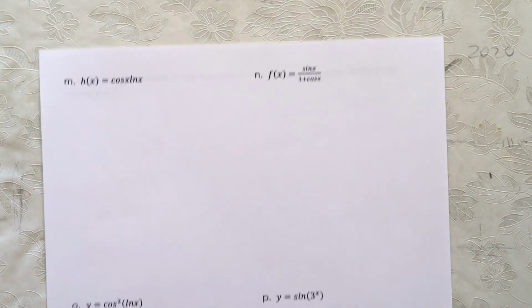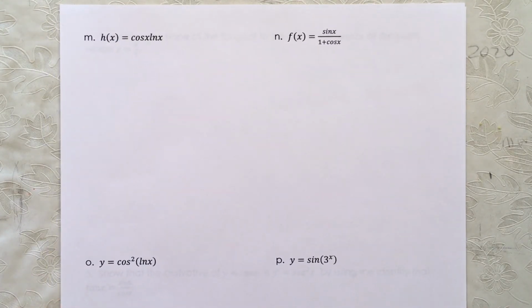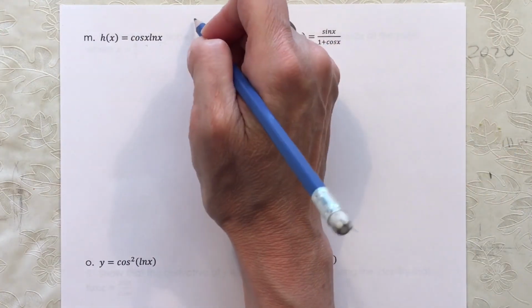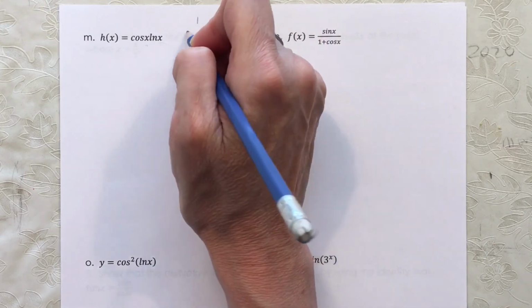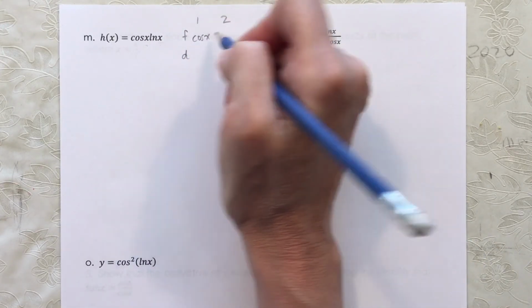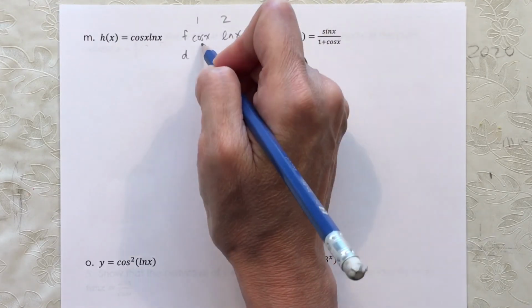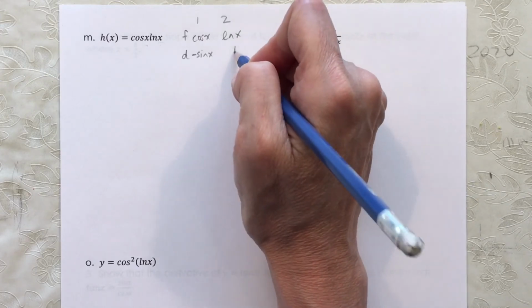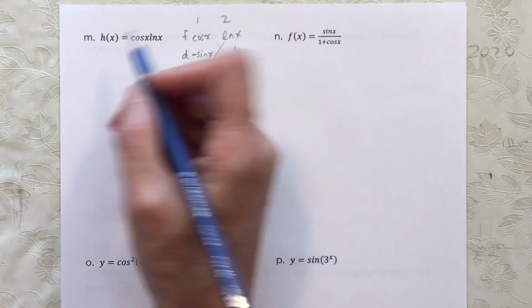Okay, m, h at x equals the cos of x times the ln of x. So we have the x in 2 places here. The cos of x times the ln of x is going to be a product rule. So our first function is the cos of x, and our second is the ln of x. Derivative of cos is the negative sine of x, and the derivative of ln of x is 1 over x.